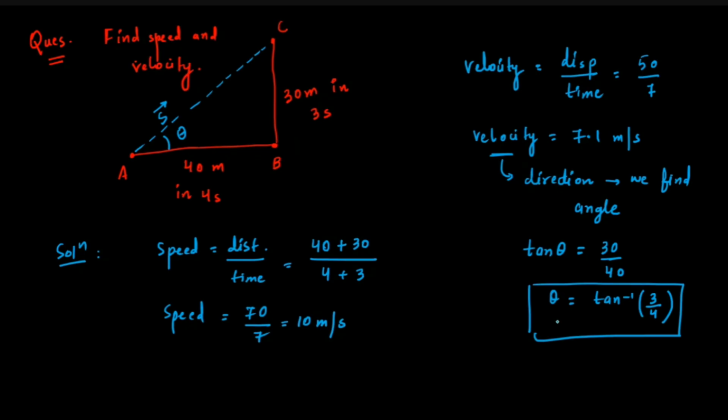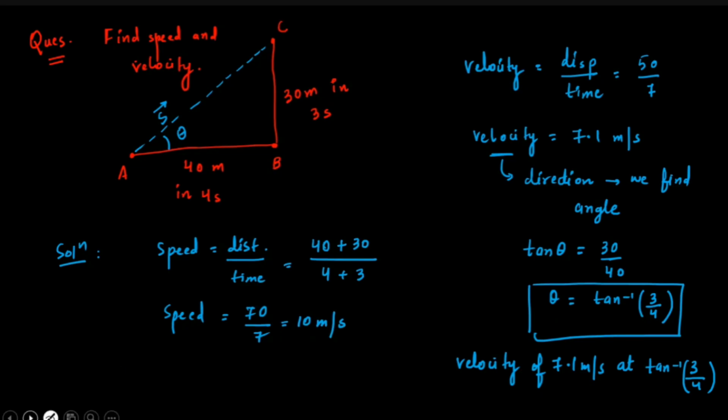So we will say that the particle has a velocity of 7.1 meters per second at tan inverse 3 by 4 degrees. This is how it will be a complete solution, and this is how you're going to write the answer completely. So that is the basic difference between speed and velocity. You can always see that the magnitude of speed and velocity in most cases is not going to be the same, but in some cases in which the particle is only traveling along a straight line, it will be the same.